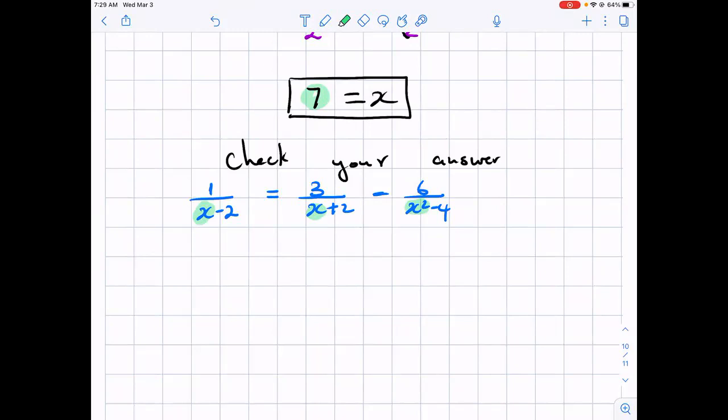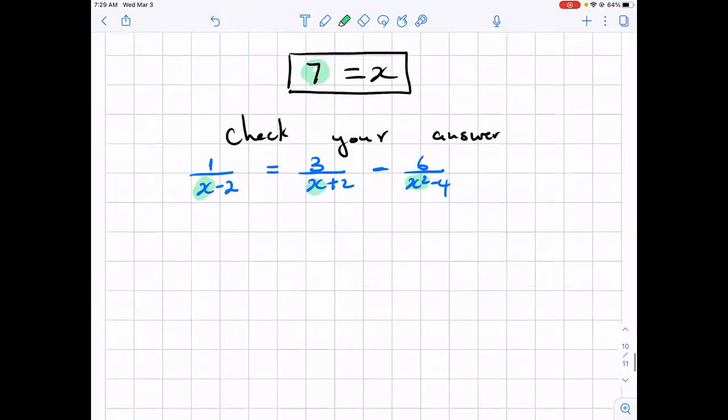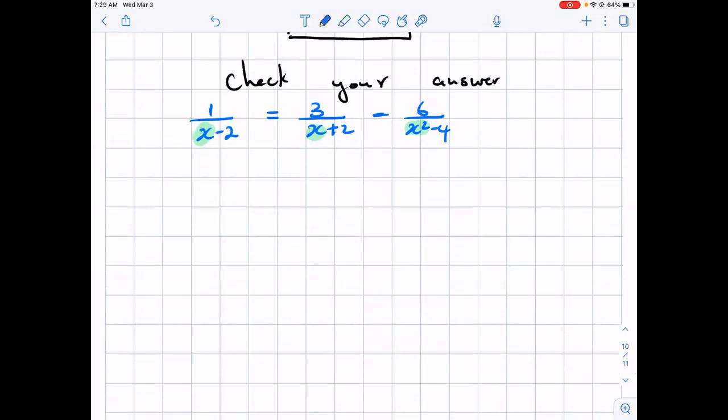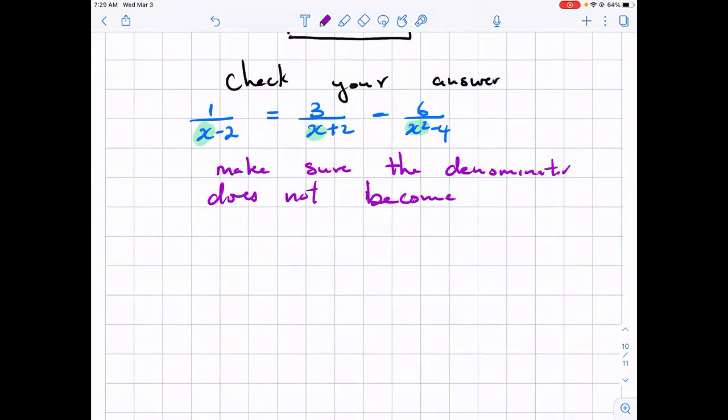So what I'm going to do now is change that problem we just did, and let's call that another example. Okay. So continue here. I want to say, make sure the denominator does not become 0 when you check.